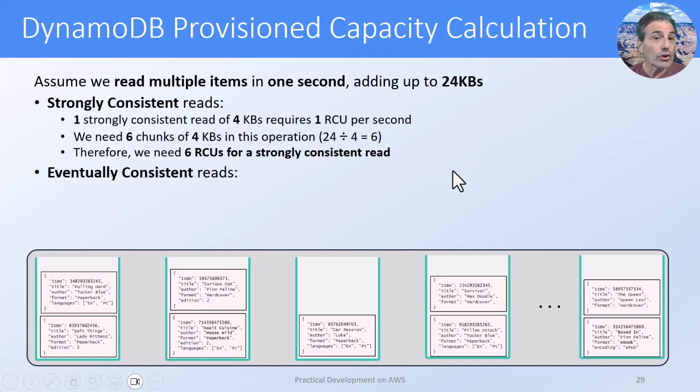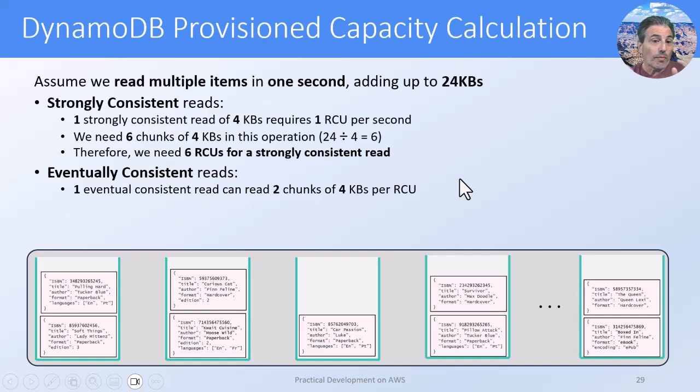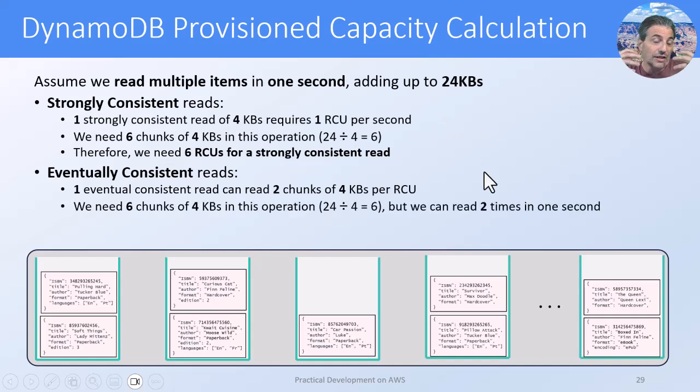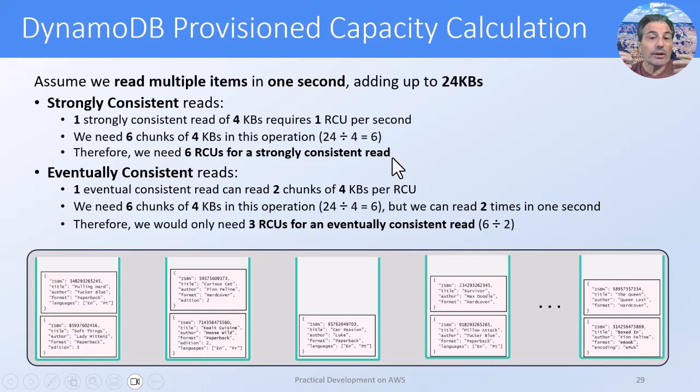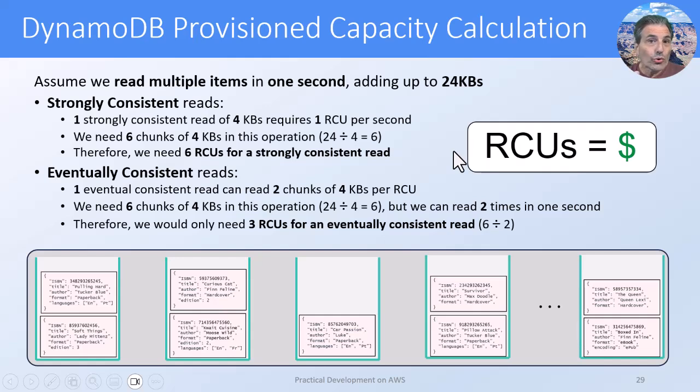If you're doing eventually consistent read, on the other hand, well, remember, one eventually consistent read gets 2 chunks of that 4 kilobytes per RCU. So I still need 6 chunks of 4 kilobytes, but I'm getting 2 chunks at a time. So in the end, I'm going to only need 3 RCUs if I'm doing eventually consistent read. So folks, that's why it's important to only do the eventually consistent reads unless you actually have to do a strongly consistent, because yeah, RCUs are going to directly map to how much your DynamoDB table is going to cost.